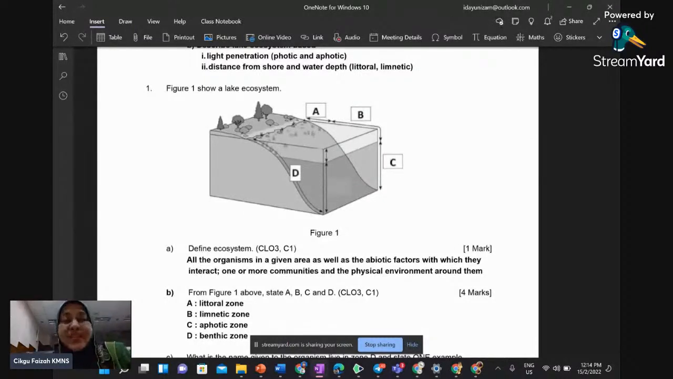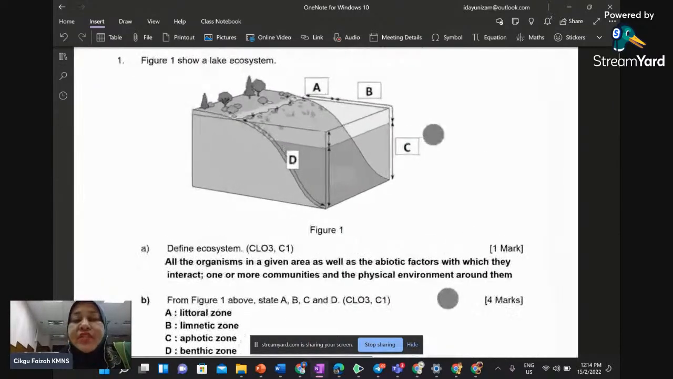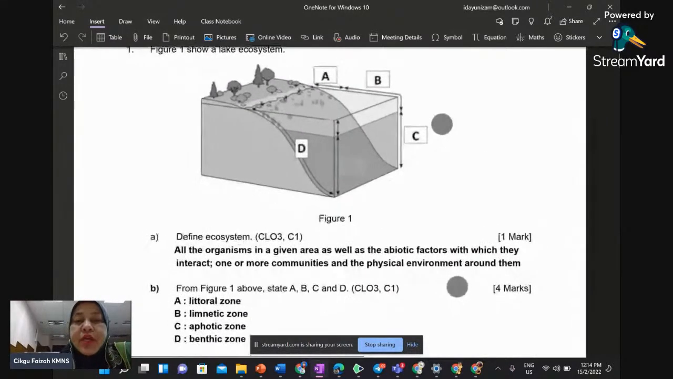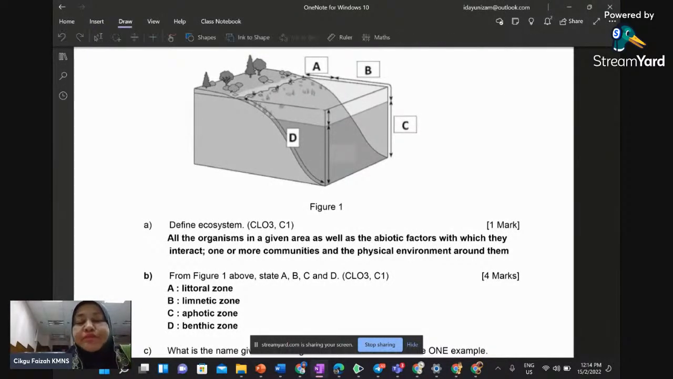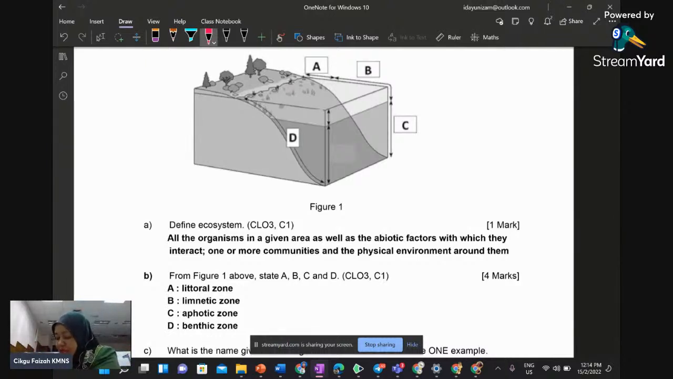Let's start with question number 1. If you refer to our tutorial book, the first question is about the ecosystem, and as you all dah belajar secara teori, when talking about the lake ecosystem, we are looking at two factors: the light penetration and the depth of the water.